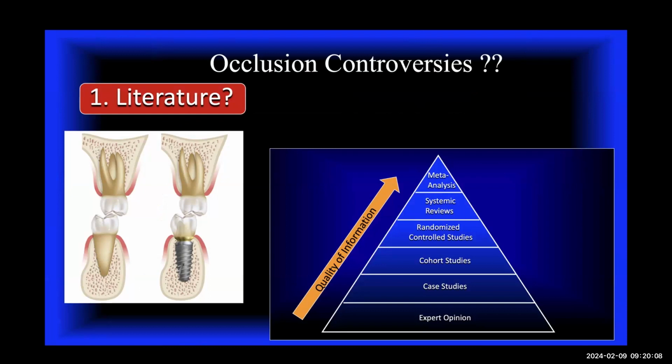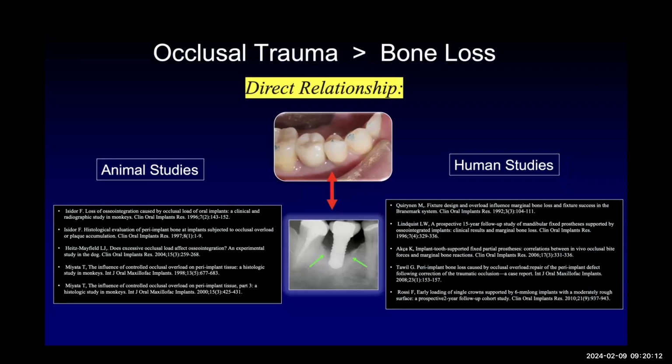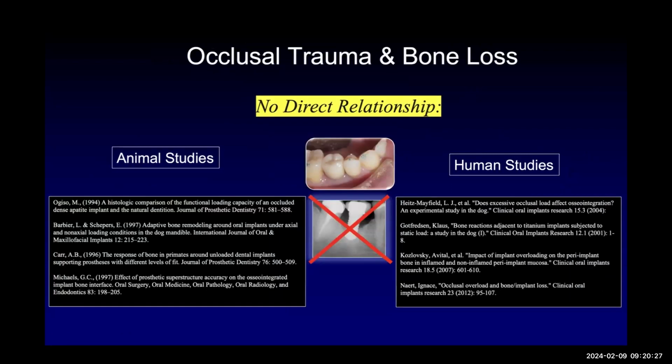So if we look at the available literature, there are a lot of studies, animal studies, human studies, that show a direct relationship to occlusal problems and bone loss. Basically, if your occlusion is incorrect, you're going to end up with bone loss. A lot of studies out there that show that. There's also a lot of studies that show no direct relationship, both animal and human studies. So there's a lot of in vivo studies that basically are conflicting.